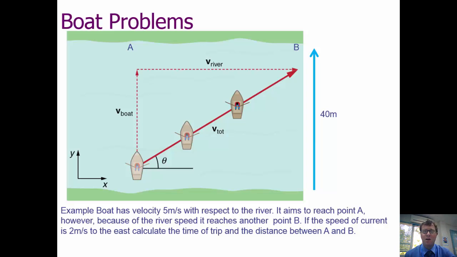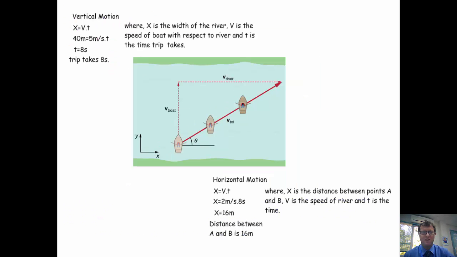So again, we're thinking about relative velocities, and here we have to combine the velocities. We will have the velocity of the boat and the velocity of the river. If we were someone sitting on the edge, we would observe both of these velocities in play, and to work out the total velocity would require a combination of these two. But we have to read questions carefully here. It asks for the time of the trip and the distance between A and B. So think about how you'd answer this question. Let me take you through.